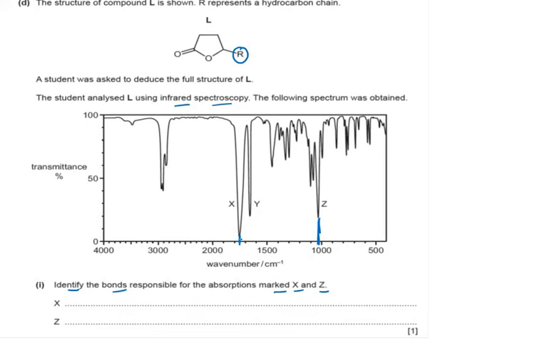If we look at the X absorption, let's see the wavenumber of the absorption. It is 1500 here, then 1600, 1700, so this should be approximately 1750, and the absorption of Z is approximately 1000, just above the 1000. So let's have a look at the data booklet page of infrared spectroscopy and find out the bonds responsible for the absorption at 1750 and approximately 1000.